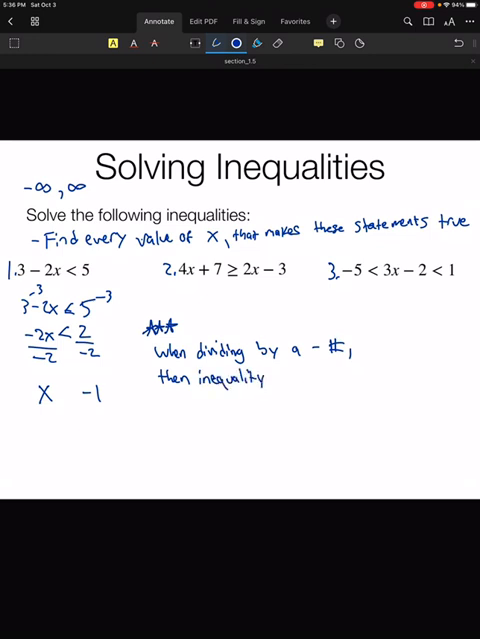Maybe switch is not the best word. The inequality flips. Okay? So before I had negative 2x is less than 2. When I divide by a negative number, it flips the inequality sign to be greater than. So what I work down to, and what sort of the final answer is, that x is greater than negative 1.